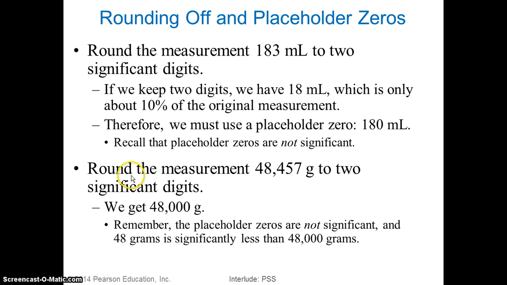Now let's talk about rounding the measurement 48,457 gram to 2 significant digits. You can see 48,457 gram has 5 significant digits, and we need to convert it to only 2 significant digits. So we can put zeros. Remember, placeholder zeros are non-significant. Instead of rounding to 48, which is not right because we change the value, we put zeros, and that way we can round off to 48,000, a number which has 2 significant digits.